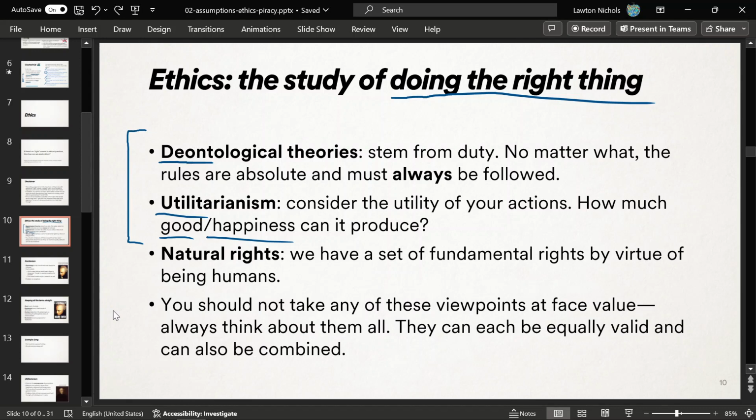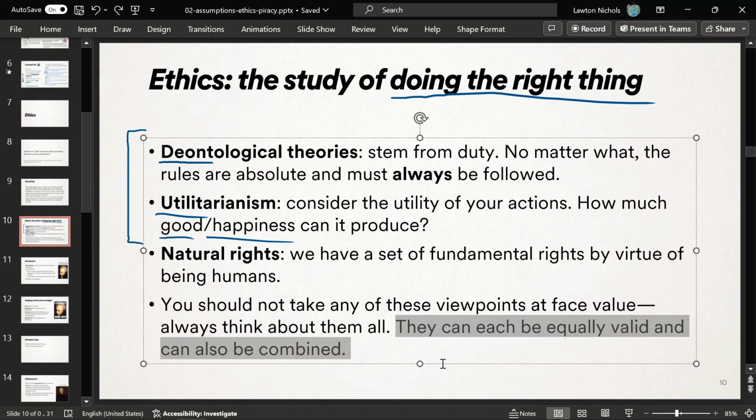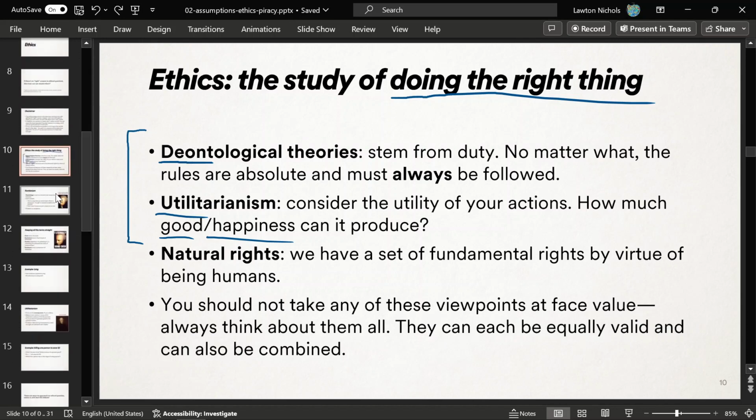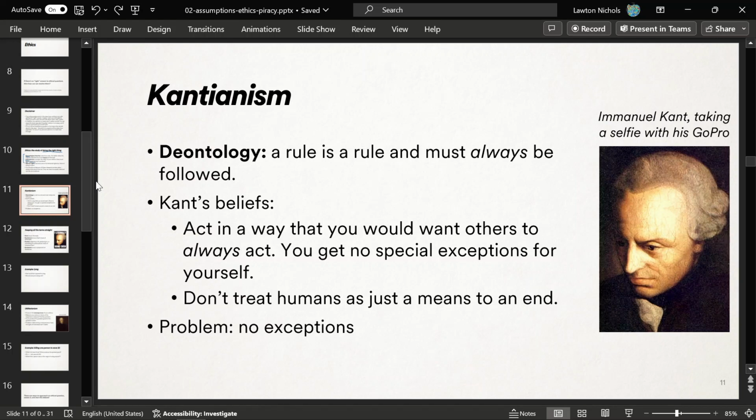The deontologists are wrong on this problem. All right, they can each be valid. You can combine the two. It's just going to give you a lens to use to look at the problem yourself and come up with the right answer that you feel is right. Okay? Because there is no 100% for everyone right answer. Okay? So with that, let me teach you about our first ethical theory.